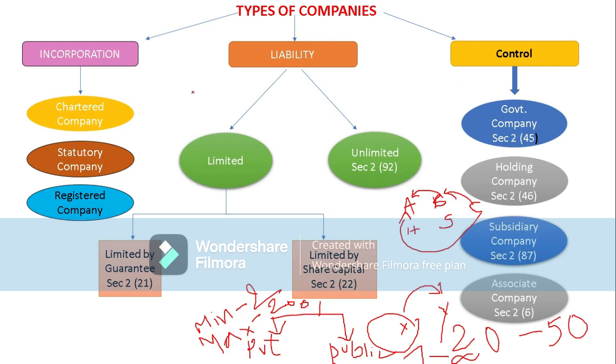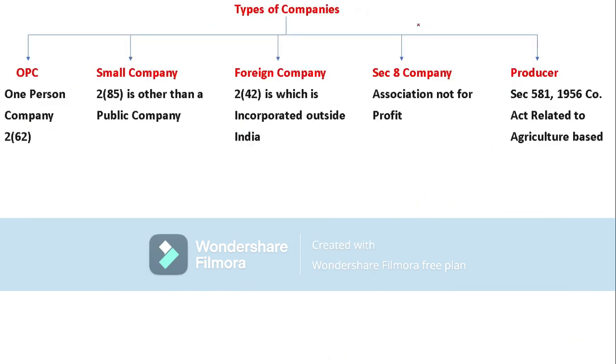And one more thing, not only regarding incorporation, liability and control, there are certain other types of companies which we are going to study ahead. Now what are those other companies? Other types of companies: one person company, small company, foreign company, section 8 company and producer company.